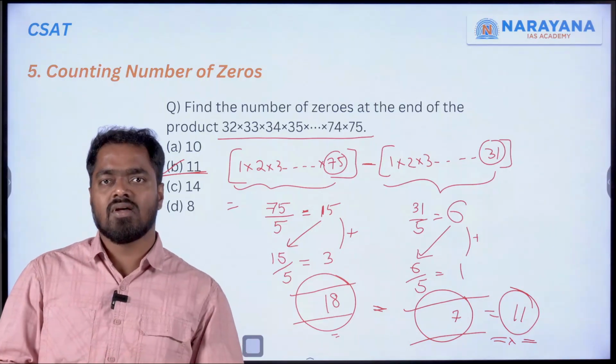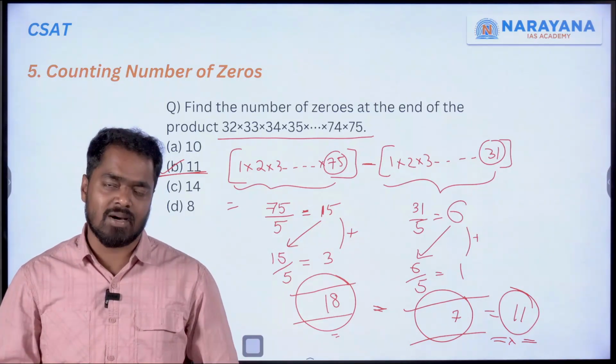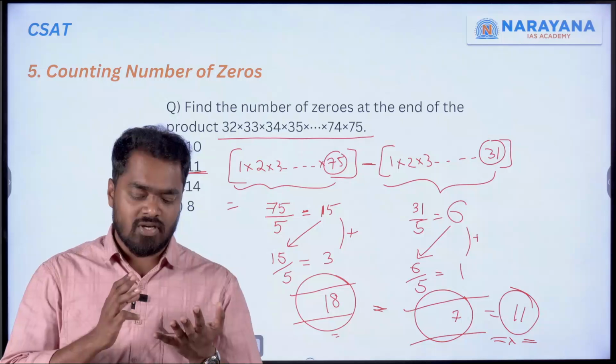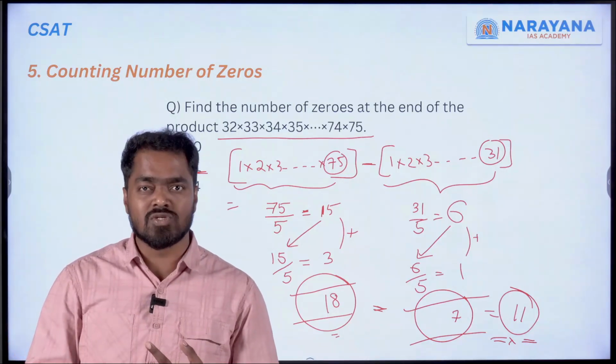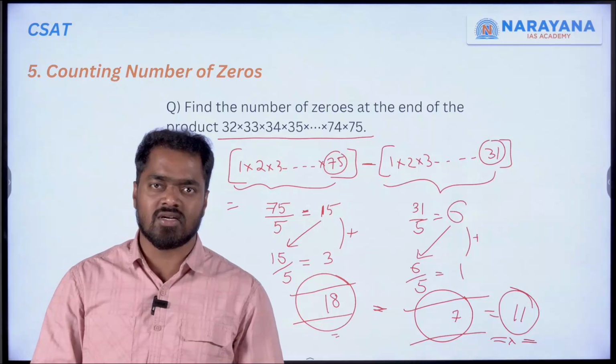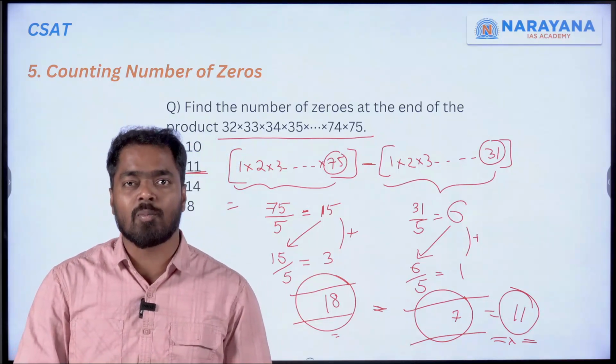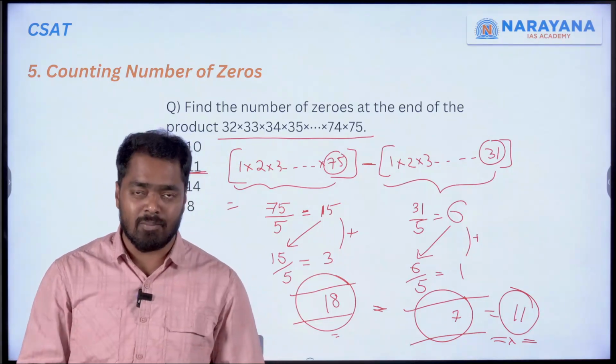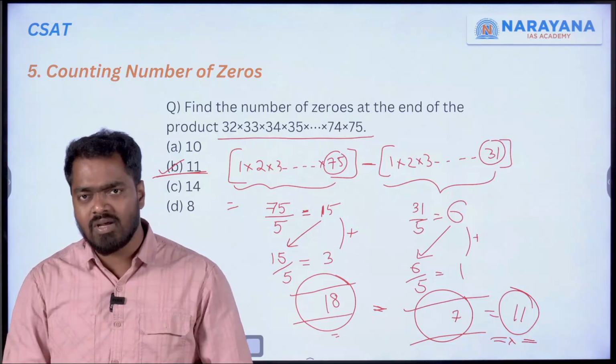So with this, today's number system part 4 is completed. Here we mainly discussed two subtopics: cyclicity, that is finding the unit digit, and the second subtopic, counting the number of zeros. These are two very important topics.